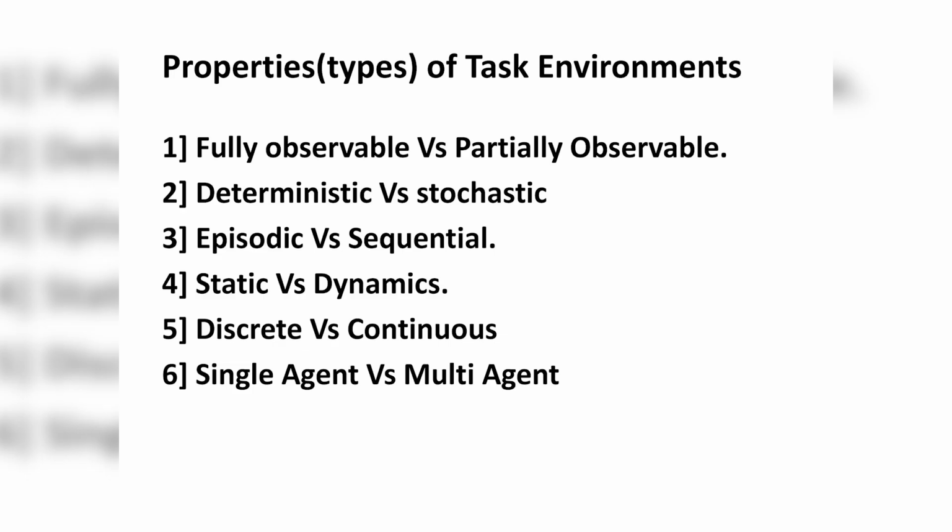The first type is fully observable environment versus partially observable. Second one is deterministic versus stochastic. We have episodic versus sequential environment, static versus dynamic environment, discrete versus continuous environment, and the 6th one, single agent versus multi-agent.